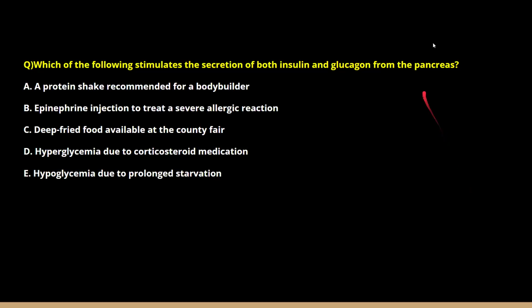All right, here's a question. Which of the following stimulates the secretion of both insulin and glucagon from the pancreas? A, a protein shake recommended for a bodybuilder. B, epinephrine injection to treat a severe allergic reaction. C, deep fried food available at the county fair. D, hyperglycemia due to corticosteroid medication. E, hypoglycemia due to prolonged starvation. I'll give you a minute.